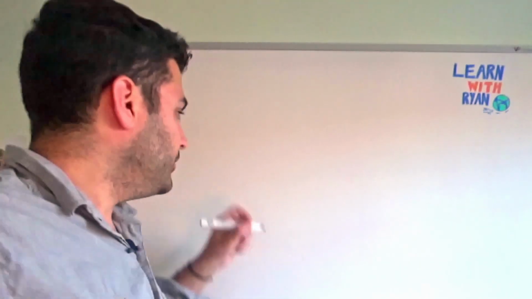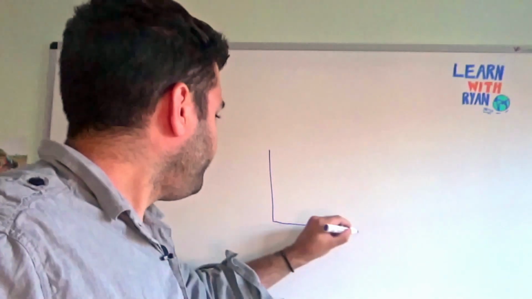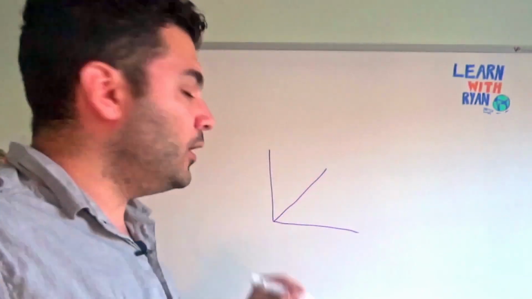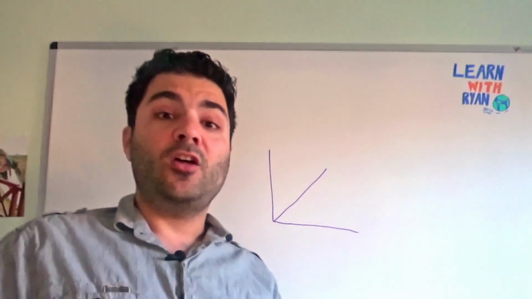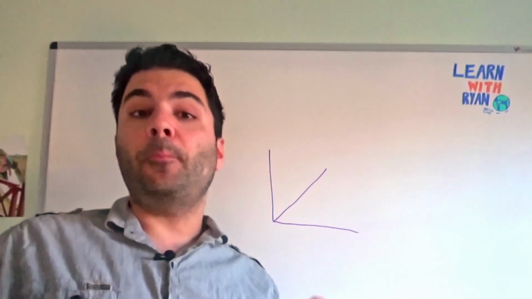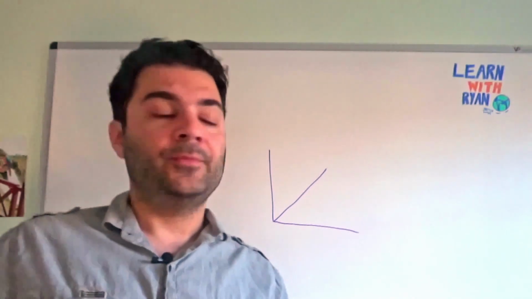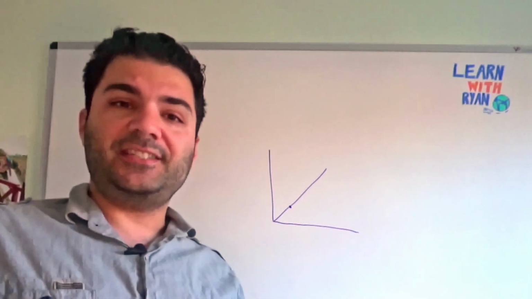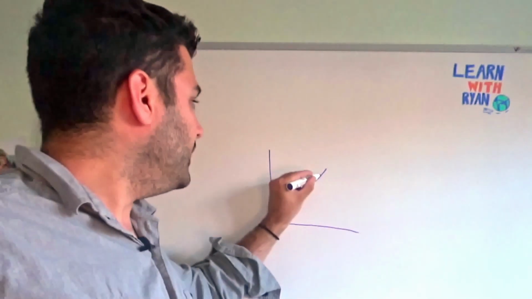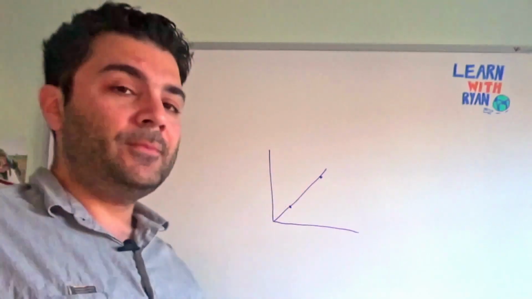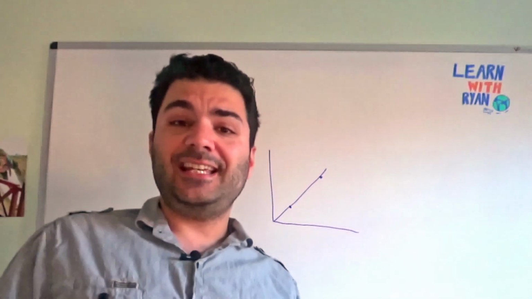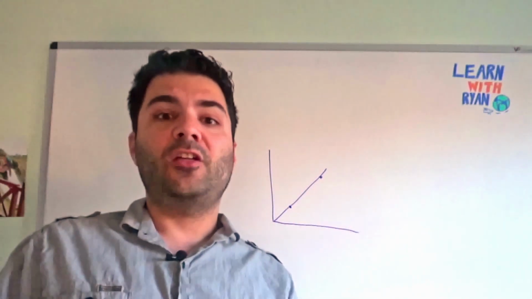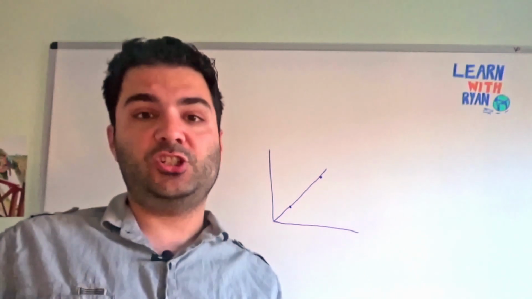Now, many of you will be familiar with working out the gradient of a straight line. So we've got a straight line here. When it comes to working out the gradient of a straight line, the gradient is the same no matter where you are on that line. For example, if you are here, the gradient or the steepness is the same as if you were here on the line, okay? However, when we are dealing with a curve, the gradient is constantly changing.